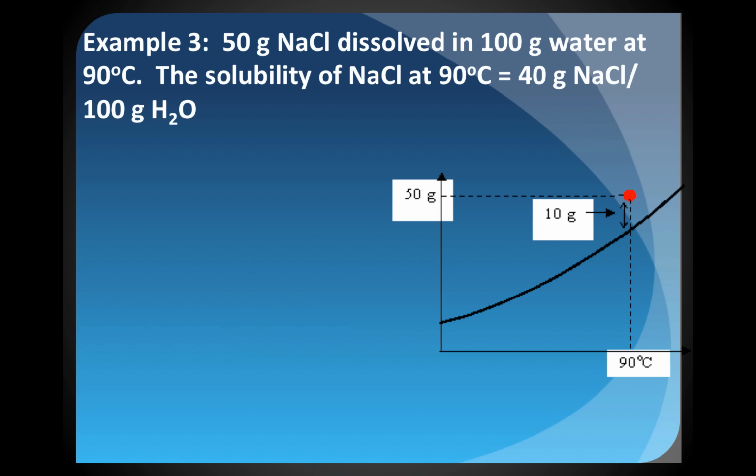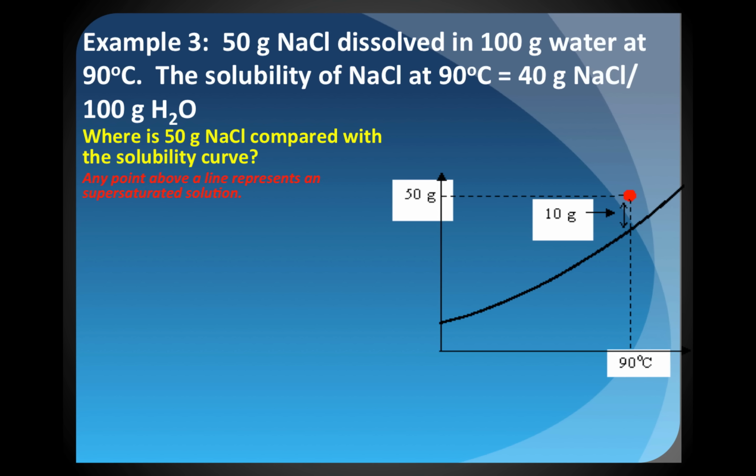I have 50 grams of salt dissolved in 100 grams of water at 90 degrees. Remember, the solubility of salt at 90 degrees is 40 grams of salt in 100 grams of water. Well, let's put our red dot representing this specific solution. Do you see that the red dot is above the curve? Any point above a solubility curve represents a supersaturated solution.